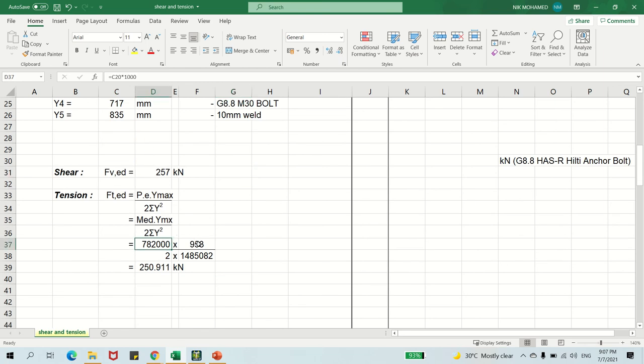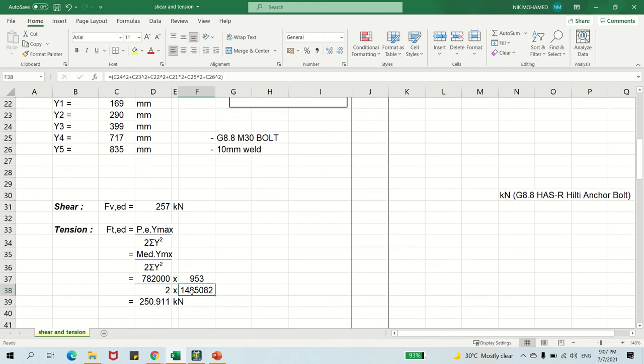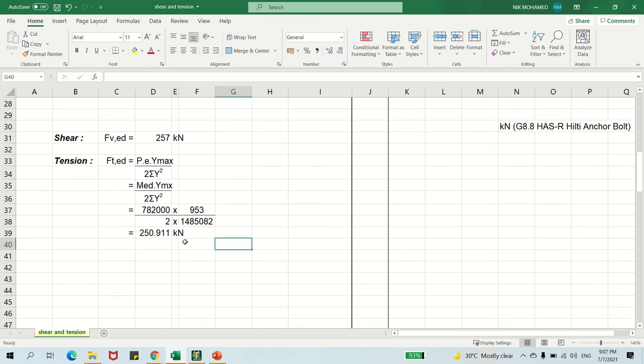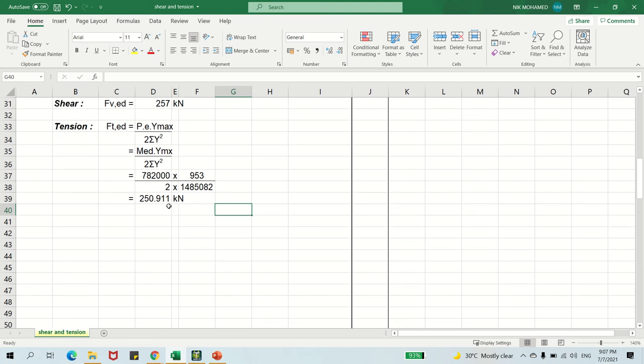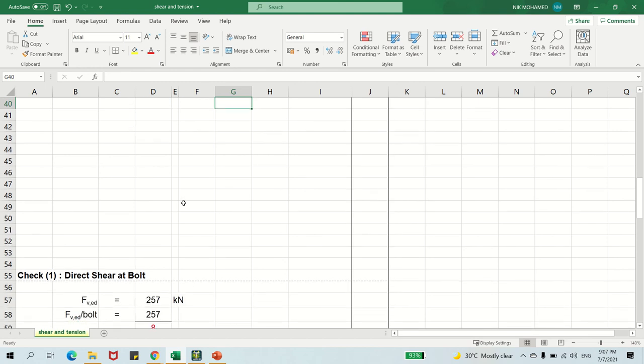So kita darab dengan nilai Y max dan kemudian bahagi dengan 2 dan kita darab dengan total level arms kuasa 2. So ini kuasa 2, ini kuasa 2, dan kemudian kita total up. So inilah nilainya. Okay. So kemudian kita dapatkan nilai tension force kita adalah sebanyak 250.91 kilonewton. So the next step is we go to the checking.